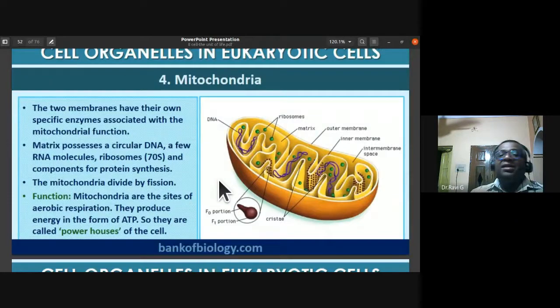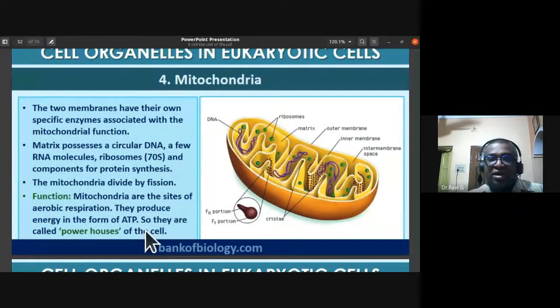Then the inner membrane has particles on it which we call Racker's particles. They have this F1 portion, the head region, the stalk region, and the F0 portion. The electron transport system, the electron transport chain or terminal oxidation, takes place in the Racker's particle. The stalk is the F0 portion, and the head region we call the F1 portion. So these are the Racker's particles found on the inner membrane.